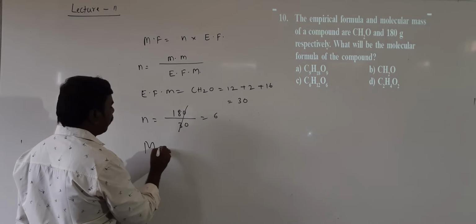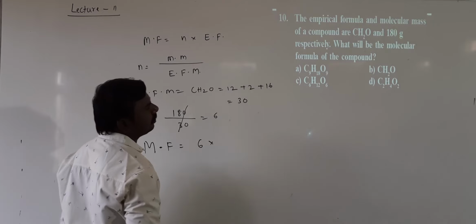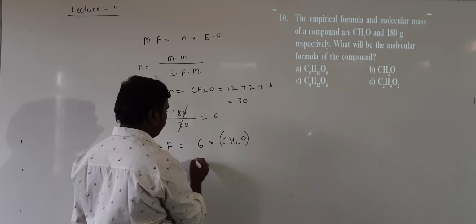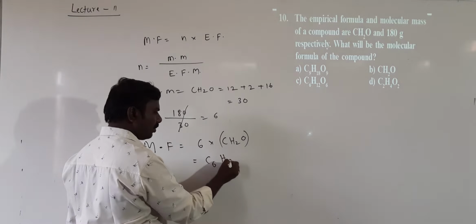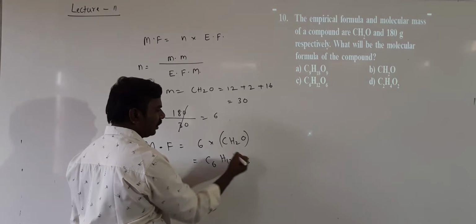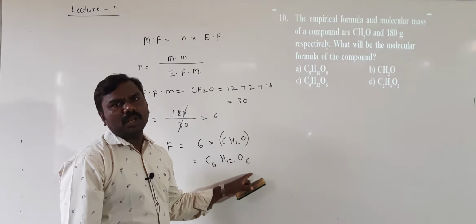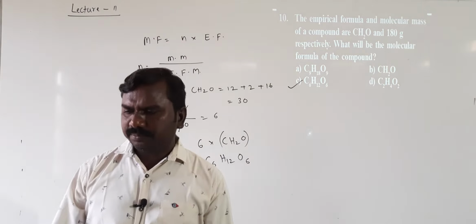Then molecular formula equals n value 6 into empirical formula CH2O. 6 ones say 6, 6 twos H12, 6 ones O6. The formula is C6H12O6. The right answer is option C.